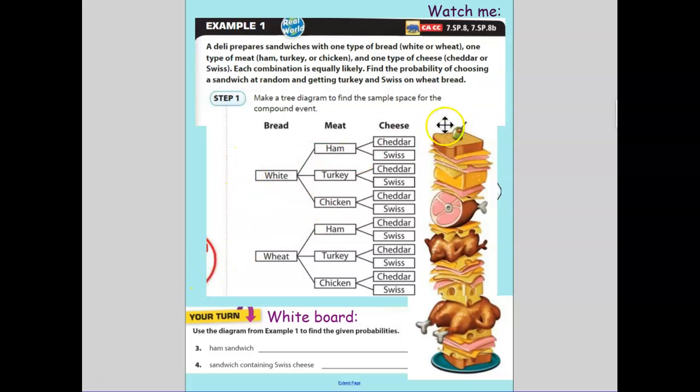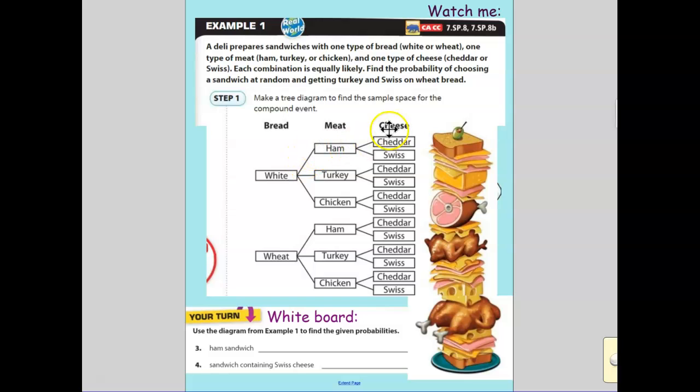So this is the tree method. You can turn your head sideways, and this is like the trunk of the tree, and here's the branches and the leaves. It's kind of a sideways tree situation. Sometimes they go sideways, sometimes they're upside down, but they're called a tree method. And you have layers. So we have a bread layer, white or wheat. We have a meat layer, ham, turkey, chicken. We have a cheese layer, cheddar or Swiss.